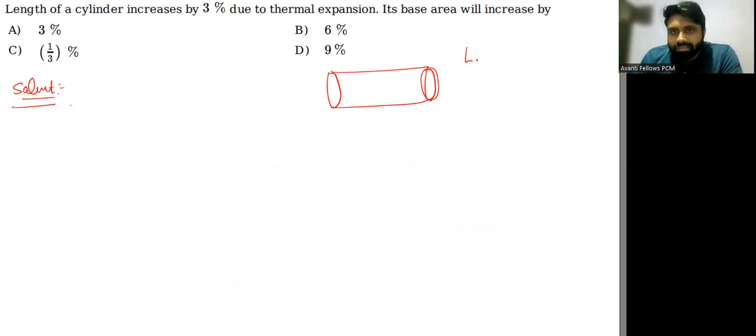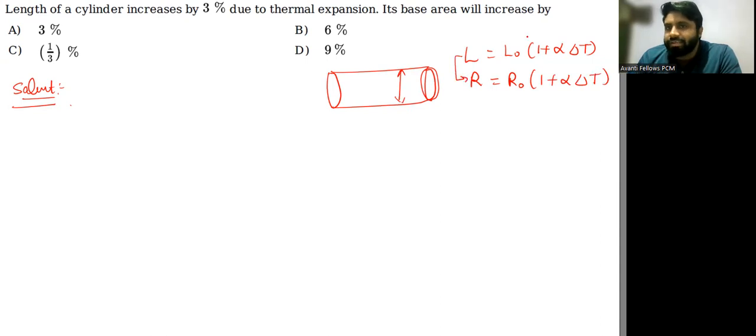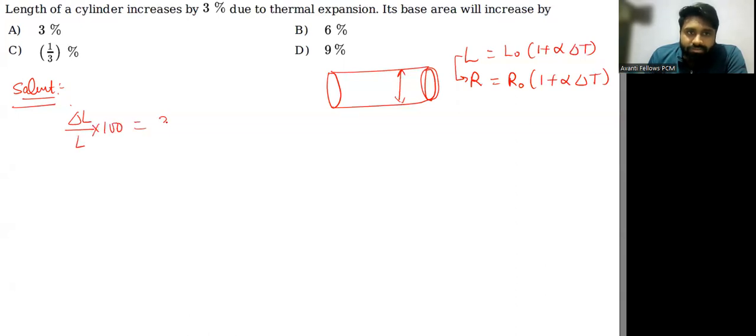So we know that when length expands thermally, it will be given by L naught into 1 plus alpha into delta T. If the radius is expanding, the same expression we are going to use: R naught into 1 plus alpha into delta T. So we can see that L is directly proportional to R. So here the length of the cylinder is increased by 3%. So delta L by L into 100 is 3.